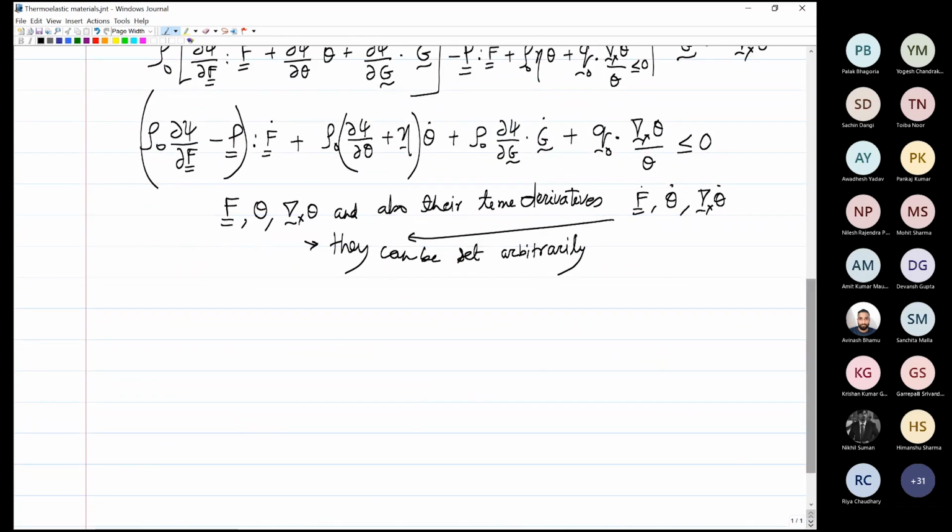So what does this really mean, that you can set them arbitrarily? That means for a given F, theta and grad theta, you can think of a process in which theta dot is 0, grad x theta dot is 0, but only F dot is present. And that F dot can be arbitrary. Similarly, you can think of a process in which only theta dot is present, but the other two time rates are 0. Similarly, only grad x theta dot is present, but the other two time rates are 0. So you can independently change the rates.